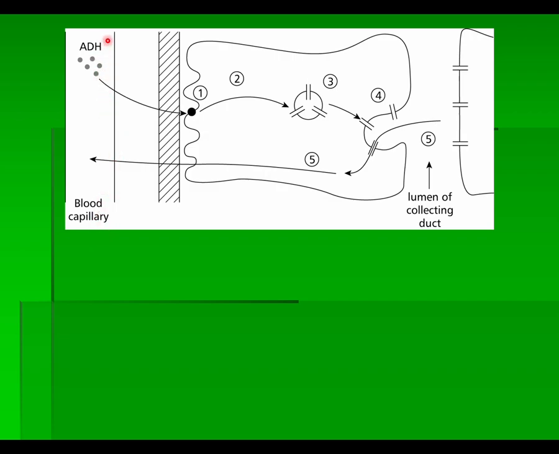So we have a situation where within these cells we have these little vesicles called aquaporins. Basically they're like little tiny vesicles, little tiny balls, and within them they've got protein channels which allow water to pass through. They can either be within the cell and not doing their job, or they can be fused with the membrane on the side of the collecting duct closest to the lumen.